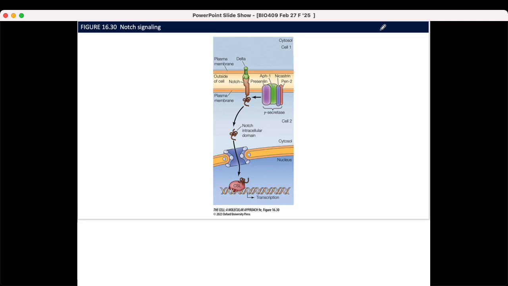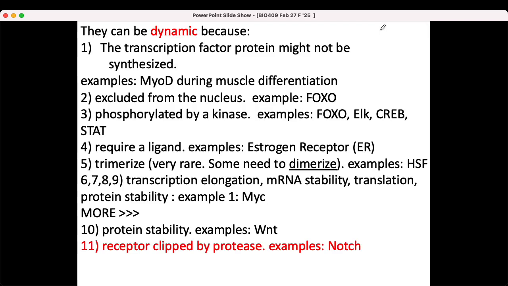The reason that it works that way is because this Delta doesn't float around. The Delta is on the surface of other cells that are touching this cell. And so we can just activate all the Notch, and we get all the transcription factor going inside. So it's one other example, and our book has to show it because it's so famous. The receptor gets clipped by a protease. Proteases are enzymes that clip a protein. And we release a transcription factor. I could ask you to draw that, explain that on the test. 2 points.